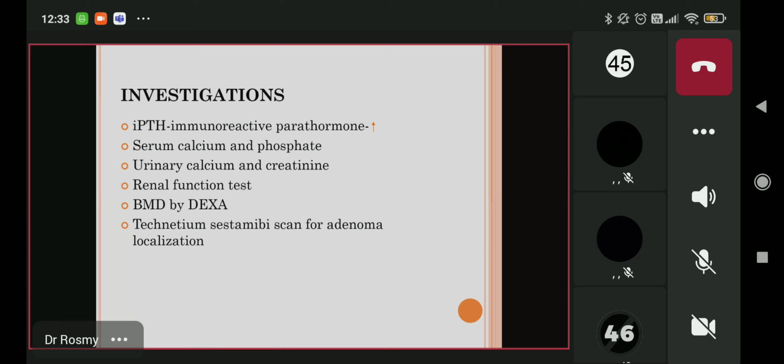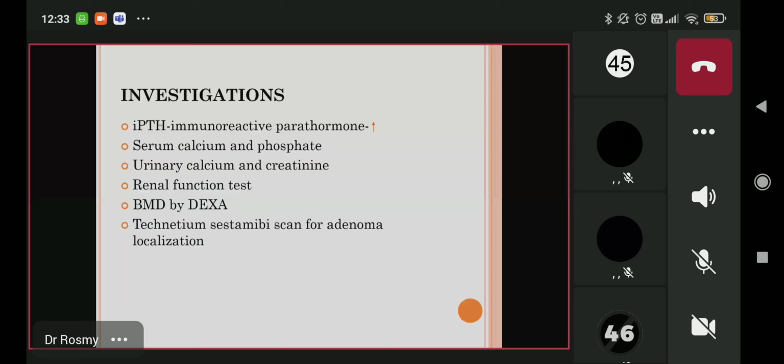And when you do the urinary calcium creatinine ratio, this helps you to differentiate hyperparathyroidism from familial hypocalciuric hypercalcemia. If the urinary calcium creatinine ratio is less than 0.01, it is more in favor of FHH, and there will be a family history. And the hypercalcemia associated with FHH is generally mild to moderate. It is never severe, and there is a difference in the treatment of FHH and primary hyperparathyroidism. Apart from that, the other investigation which you can do is a BMD, that is a bone mineral density test done by a DEXA scan, dual emission X-ray absorptiometry.